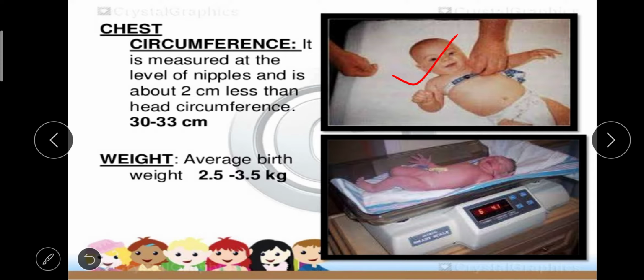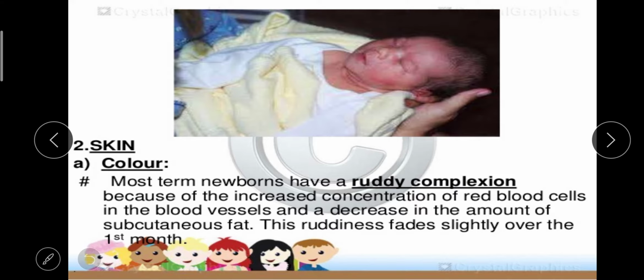Next is weight. The average birth weight is 2.5 to 3.5 kg. Next one is skin. So in the skin, what are we going to check? First, we are going to check the color of the skin.